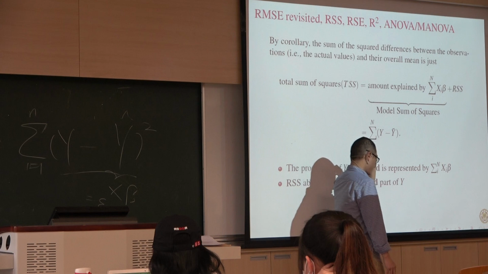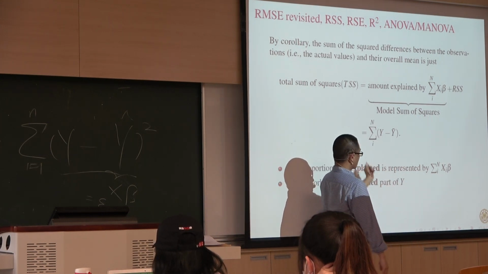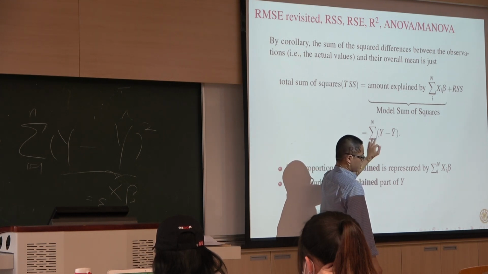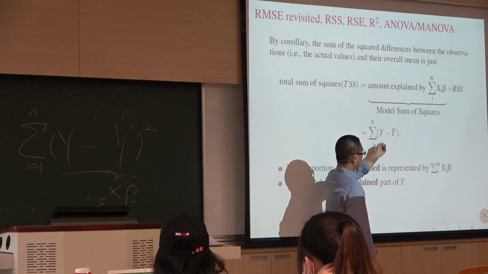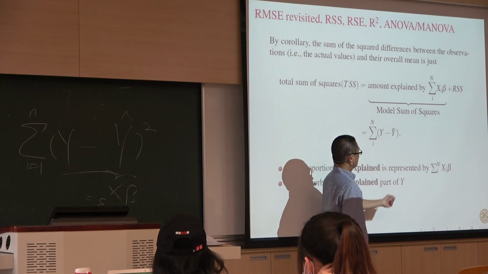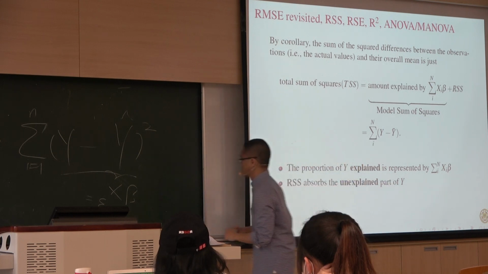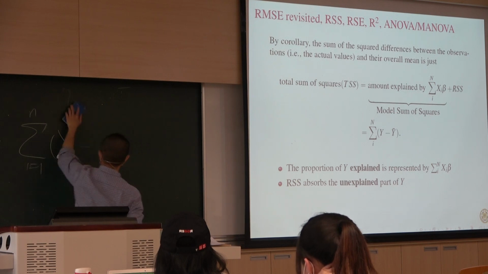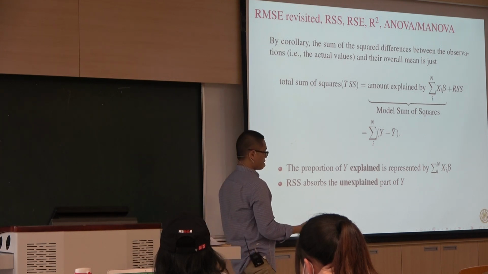So the variance, as we know from last week, comes from the differences between each observation and the overall mean. Right, so that's why I draw this here. So actually I should put a y here. It should be the sum of the squared differences between each observation and the overall mean.